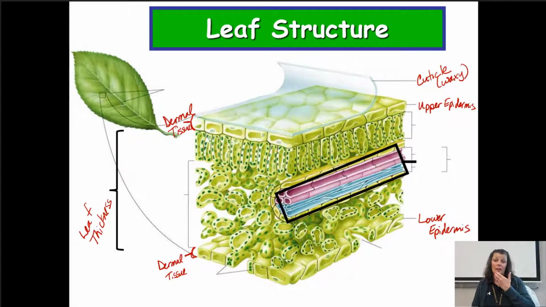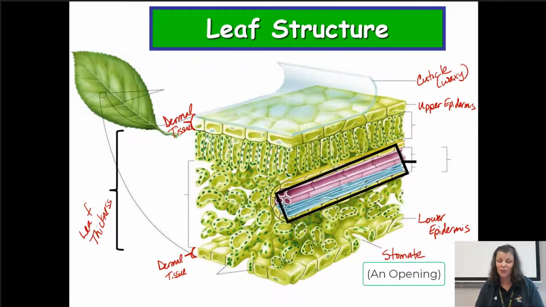And if you look at the lower epidermis, you look along the side here, oh, there's a hole in my bucket, dear Liza. No, just kidding. There's a hole in the lower epidermis, and that hole or that opening is called a stomate or a stoma or a stomata, right? It's the openings in the bottom of the leaf. That's what we call the hole.